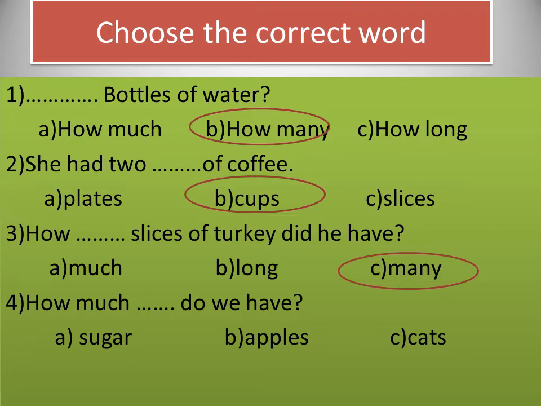So let's see if it's a countable or uncountable noun. Cats is a countable noun because I have the plural S. Apples, countable or uncountable? Apples are countable nouns because I have S. I can make singular and plural. Okay, so the answer here will be sugar. How much sugar do we have? Okay.